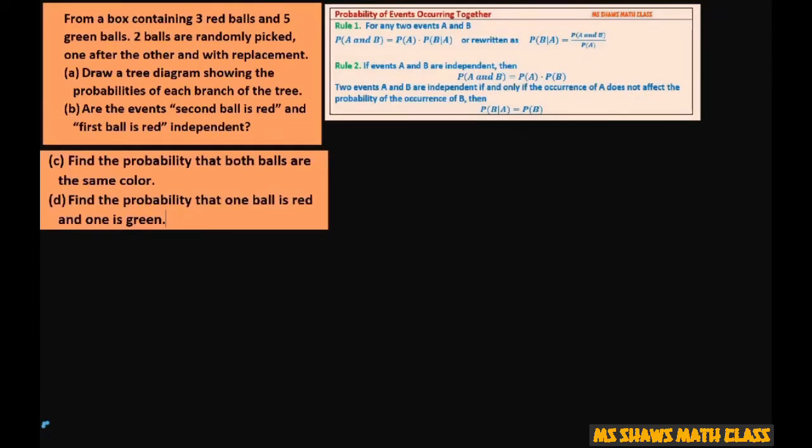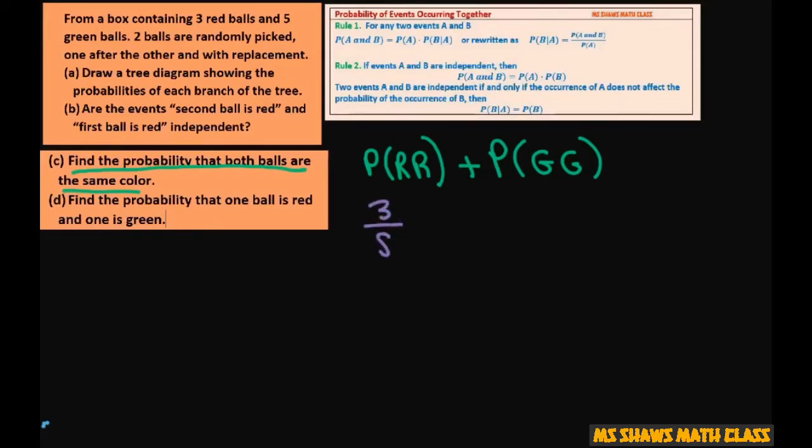Now the next 2 questions are, find the probability that both the balls are the same color. So that means the probability of red, red, or probability of green, green. All right, according to our tree diagram, the probability of red, red is 3 divided by 8 times 2 divided by 7. And the probability of green, green is 5/8 times 4/7.